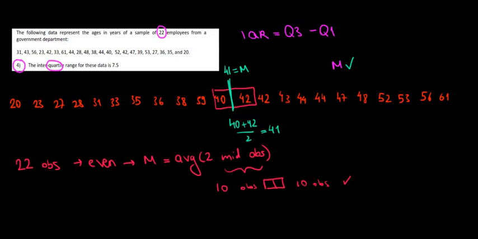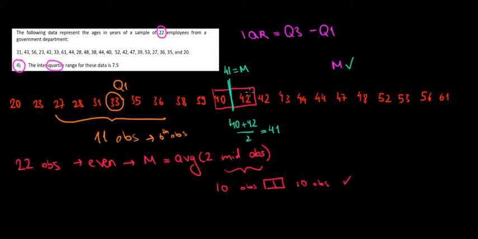If we count the observations until the median, we have 1, 2, 3, 4, 5, 6, 7, 8, 9, 10, 11. So we have 11 observations until the median, which is an odd number, meaning that the median of this half of the distribution is going to be in the middle, and that is going to be our first quartile. So we count the middle, which is the sixth observation. We're looking for the sixth observation now. 1, 2, 3, 4, 5, 6. So 33 is going to be our first quartile.